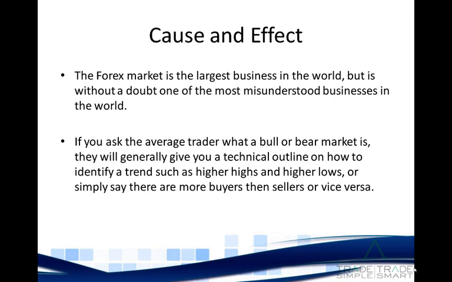So if you ask the average trader what a bull or a bear market is, they will generally give you a technical outline on how to identify a trend. And this would include things such as higher highs and higher lows, or many people will simply say there are more buyers than sellers, or vice versa.